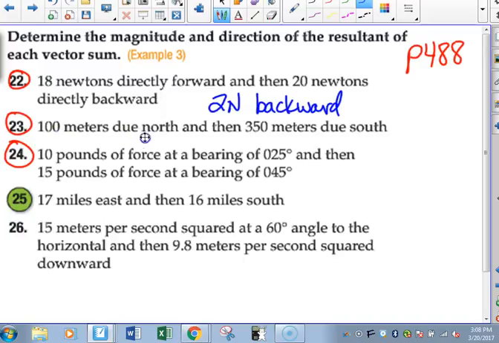100 meters, you walk due north, and then for some reason you turn around, went 350 kilometers or meters due south. Where did you wind up? Yep, that's all it wants. Okay? Now that would be the end of the fun. Starting with 24, we have to figure out what the resultant is, both the magnitude and direction.